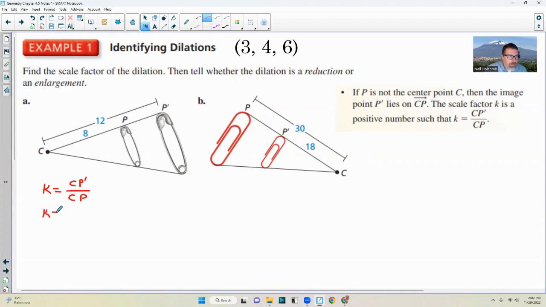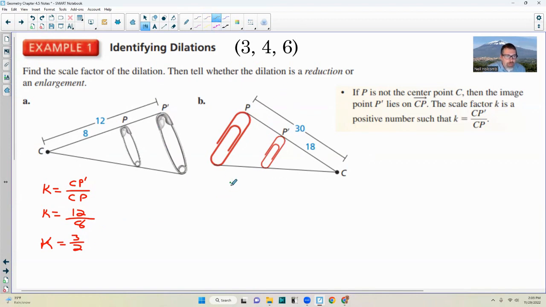Substitute the givens. CP prime is 12 divided by CP, which is 8. Reduce, simplify. 4 will go into 12 3 times, 4 will go into 8 twice. So the scale factor of this larger safety pin to the smaller safety pin is 3 to 2, or 3 halves. The scale factor is 3 halves, okay?